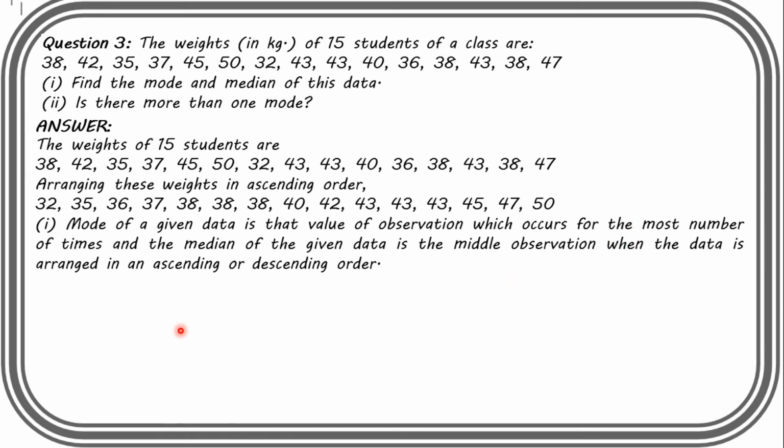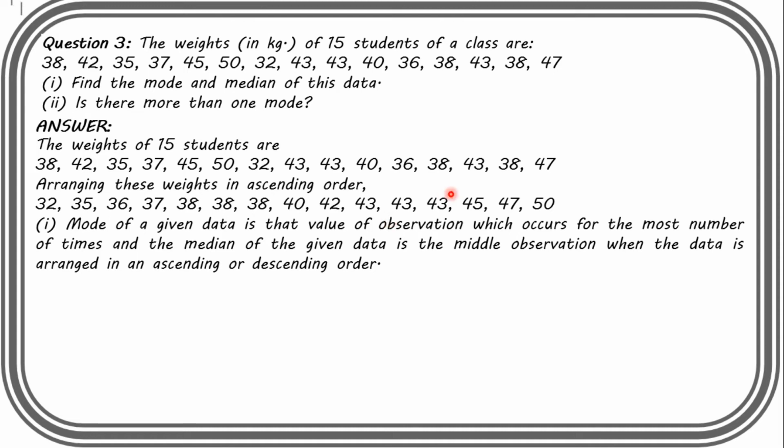So here we can see what is the mode of this data. The number which comes most of the time, let us observe. 32 comes one time, 35 one time, 36 also one time, 37 also one time, 38 comes here three times, 40 and 42 come one time, 43 comes three times. 38 and 43 both come three times, whereas 45, 47, 50 come only one time. So the mode of this observation is 38 and 43.